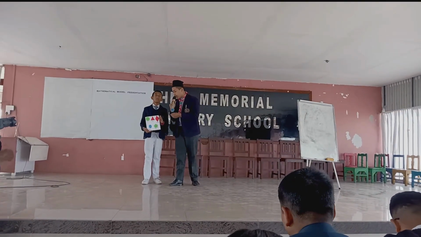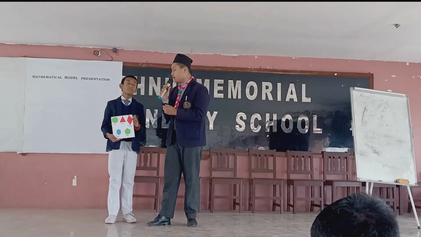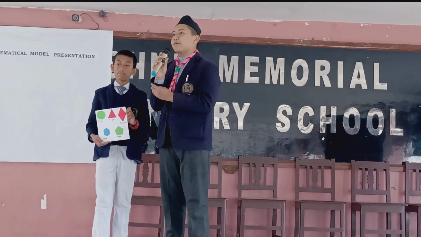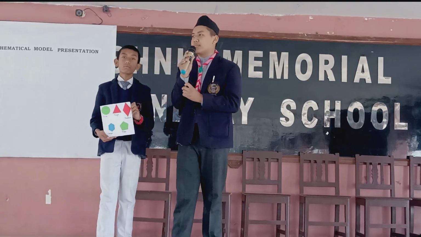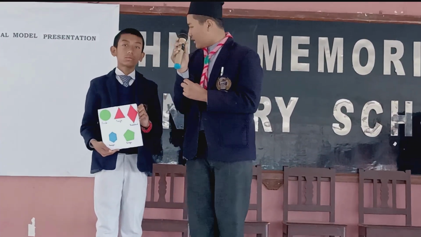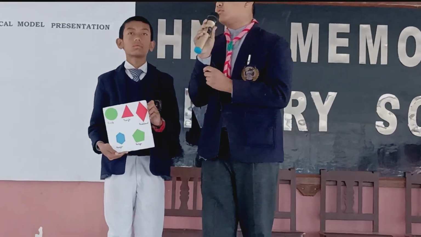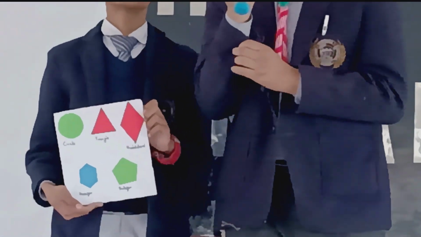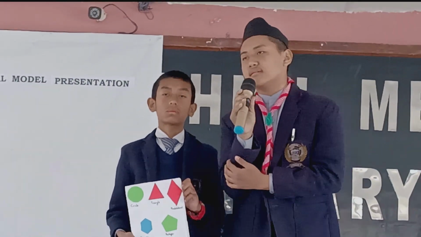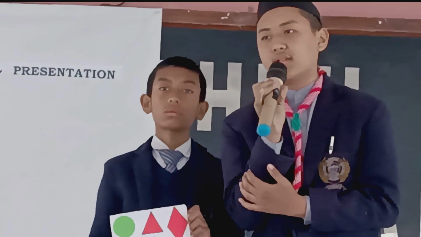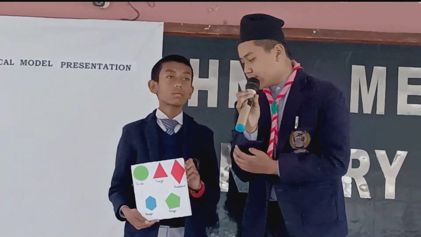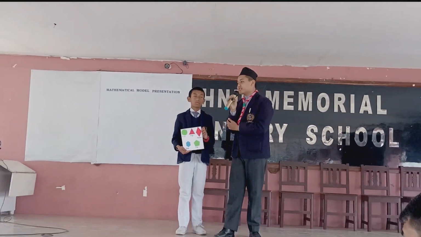All of the formulas except for pentagon and hexagon. So the perimeter of a circle is 2 pi r. Perimeter of a rectangle is 2 into length plus breadth. And the area of a quadrilateral is 1 by 2 into d1 into d2. The d1 representing one diagonal and the d2 representing the second diagonal of a quadrilateral.